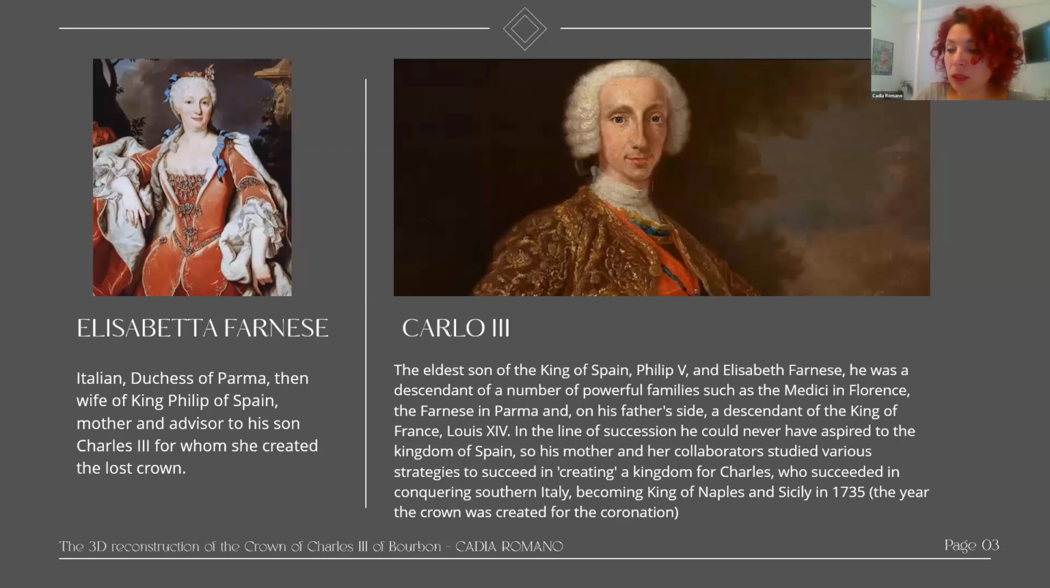And for that, his mother and all the collaborators studied a lot of strategies to create a kingdom for Charles, who luckily succeeded: he conquered southern Italy and became the king of Naples and Sicily. It happened in 1735, the same year in which his mother, Elisabetta, made this wonderful object that was the crown of Charles III.